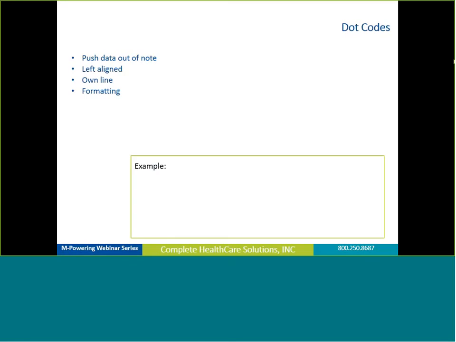This example is going to show us 3 different types of dot codes. The first one is a diagnosis dot code, which is pushing out our diagnosis of strep throat with its appropriate ICD-10, ICD-9, and SNOMED code. This will push out to the diagnosis tab on the problem list.